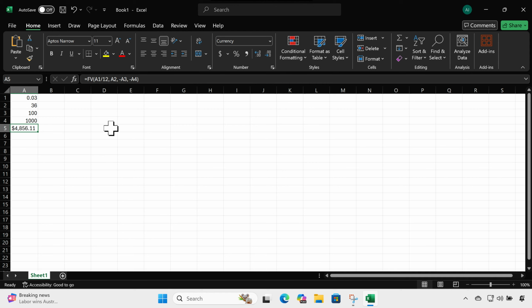Then use this formula in A5. Equals FV, A1/12, A2, A3, A4. This formula calculates compound growth monthly by dividing the annual rate by 12.